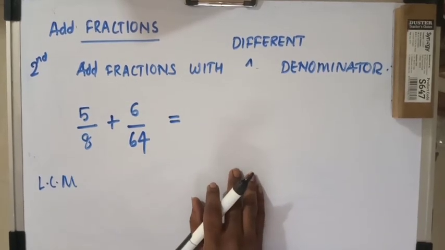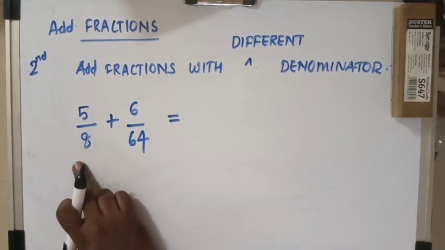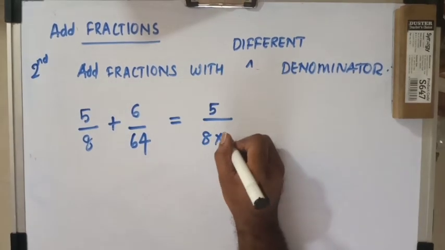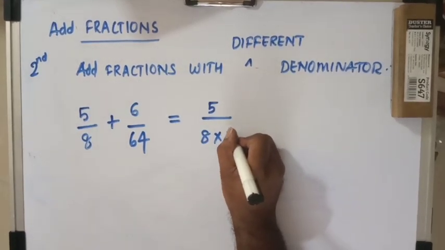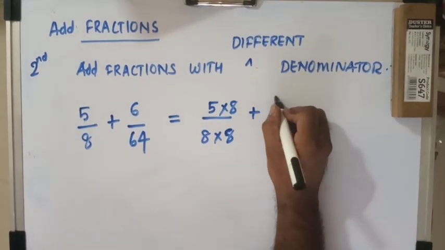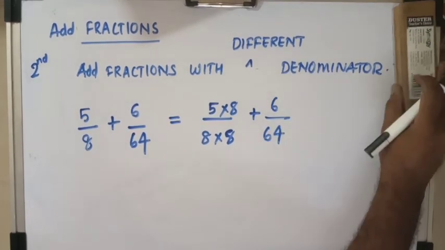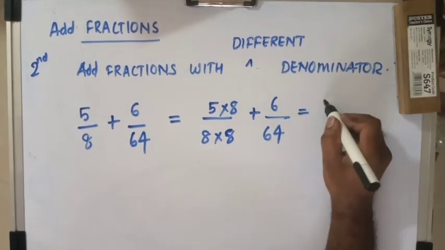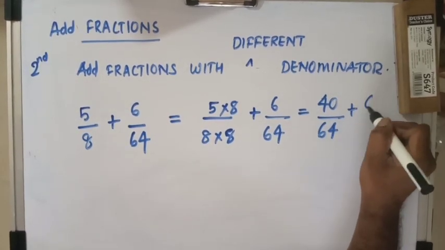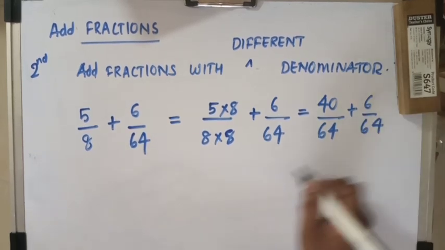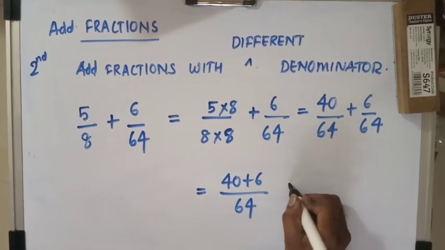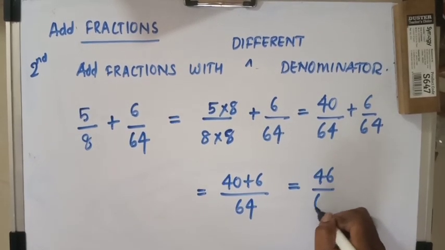Okay, so what I'll do, I'll multiply 8. So 5 upon 8, I'll multiply 8 by 8, plus 6 upon 64. That gives 40 upon 64 plus 6 upon 64. So this gives me 40 plus 6 upon common denominator 64. So this is 46 upon 64.